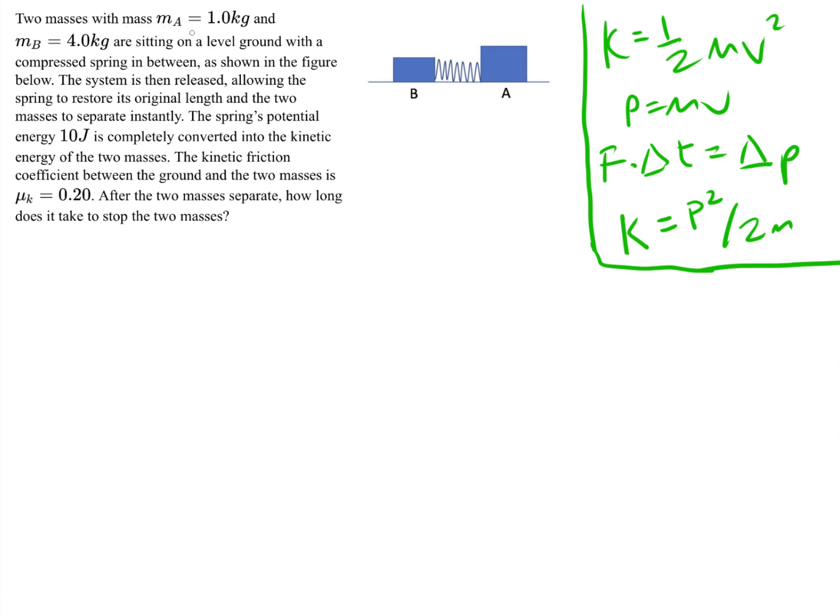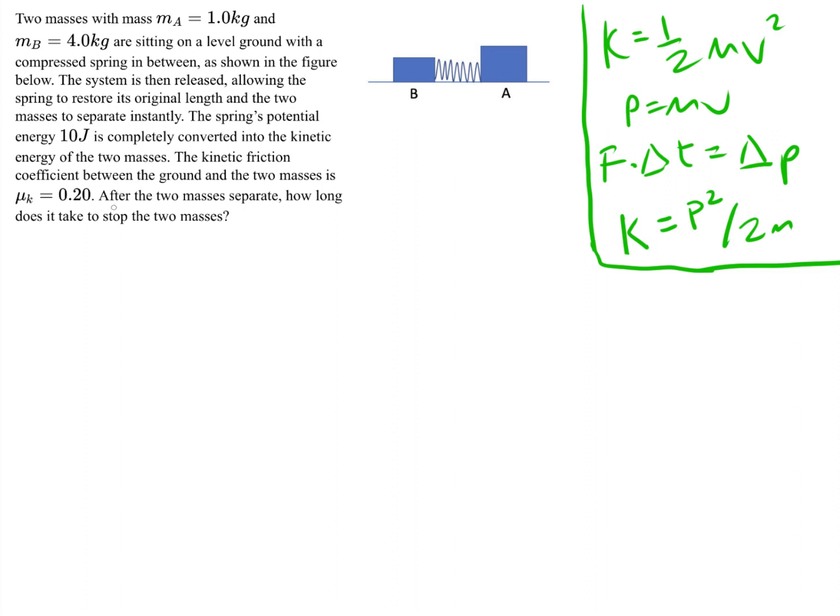Two masses, with mass mA equals 1 kilogram and mB equals 4 kilograms, are sitting on a level ground with a compressed spring in between, as shown in the figure here. The system is then released, allowing the spring to restore its original length and the two masses to separate instantly. The spring's potential energy of 10 joules is completely converted into the kinetic energy of the two masses.